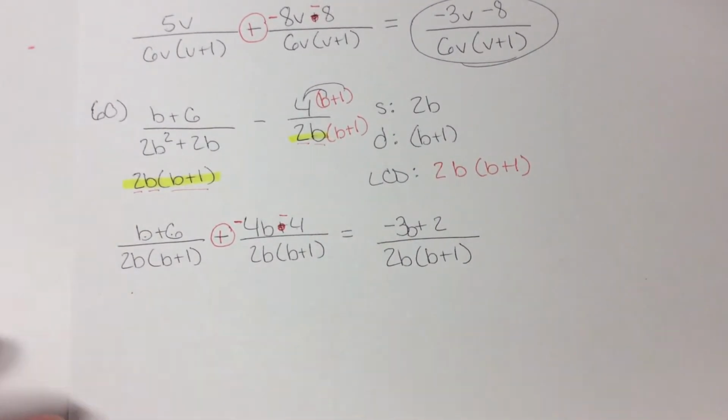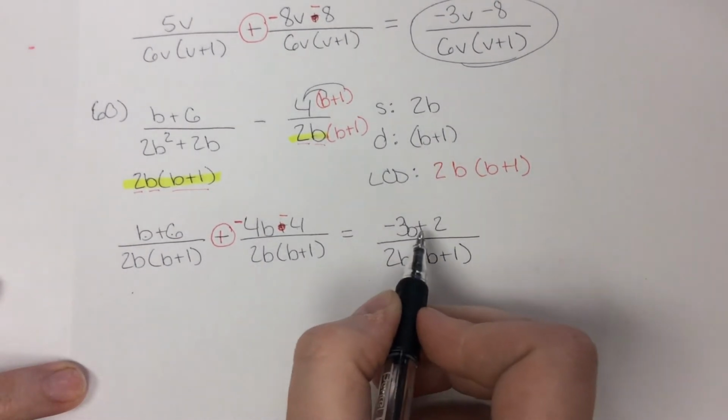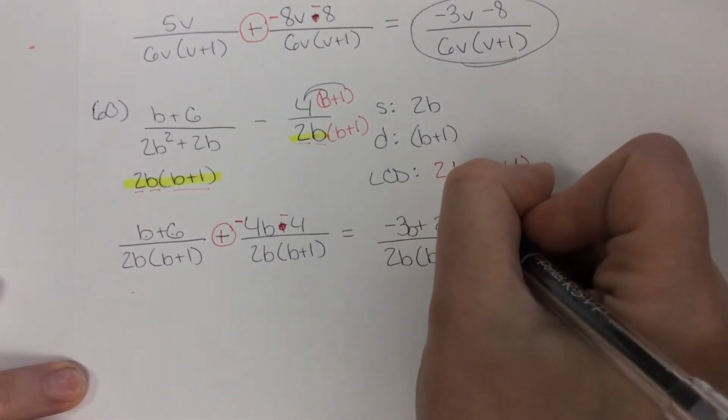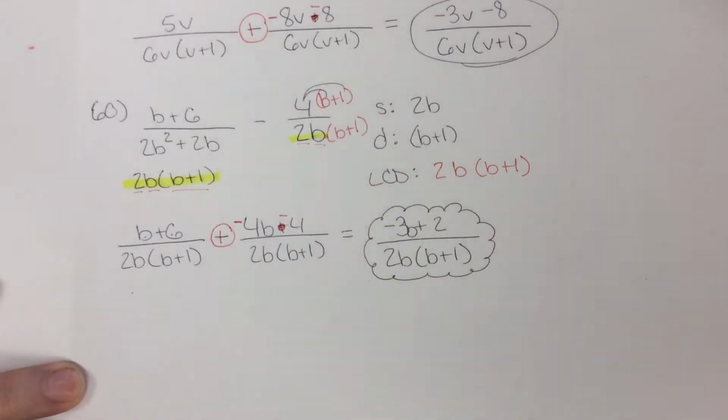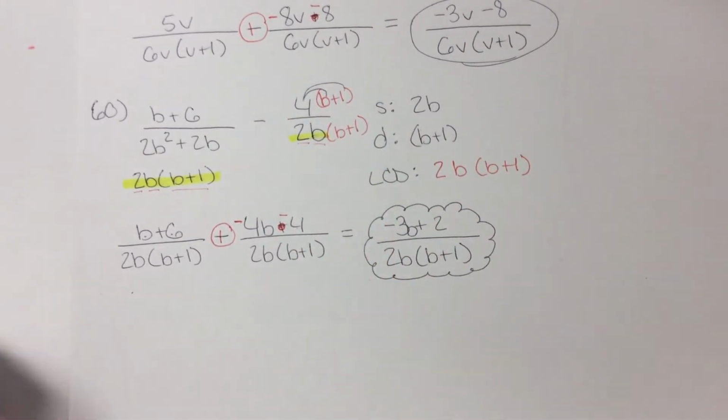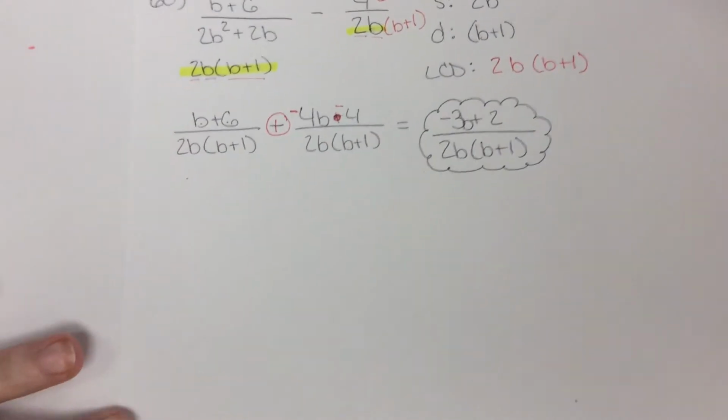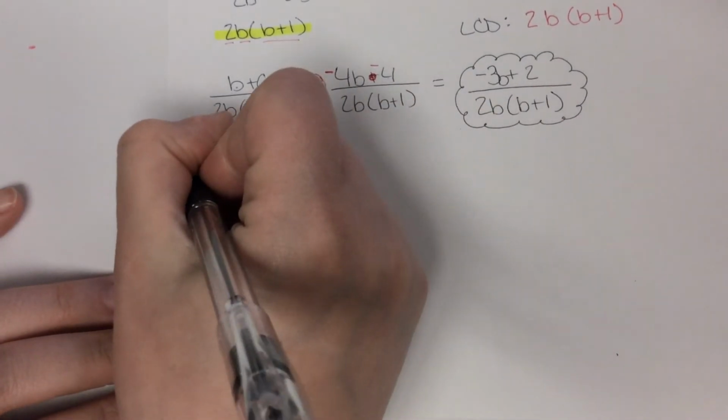Okay. In the numerator, 3 and 2, both primes, no factors. Final answer. Okay, so final one, 62.